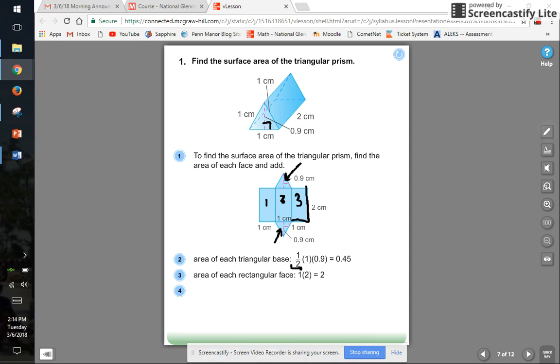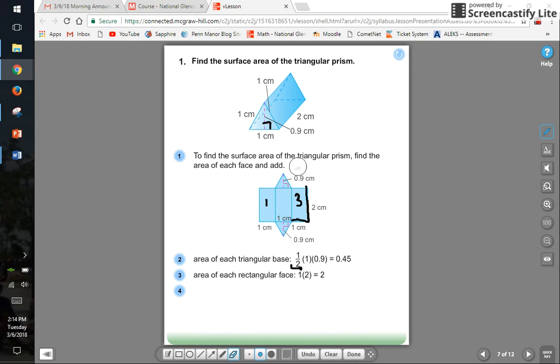Let me do a little erasing here, and we're going to write some numbers in. Perfect. So after I figure out, by using the formulas that I already know, the areas of each shape, I can just simply write them in. So for this shape, it's 0.45. Same for this one. And each one of these is 2.